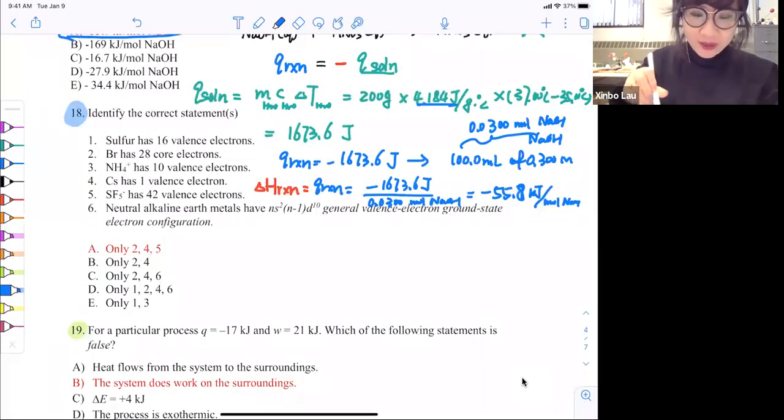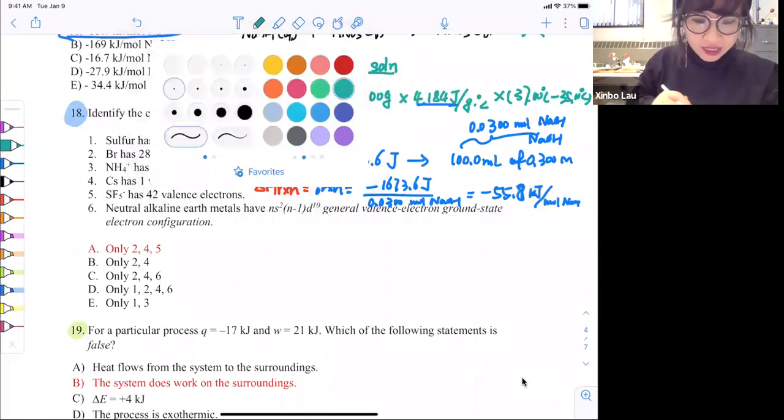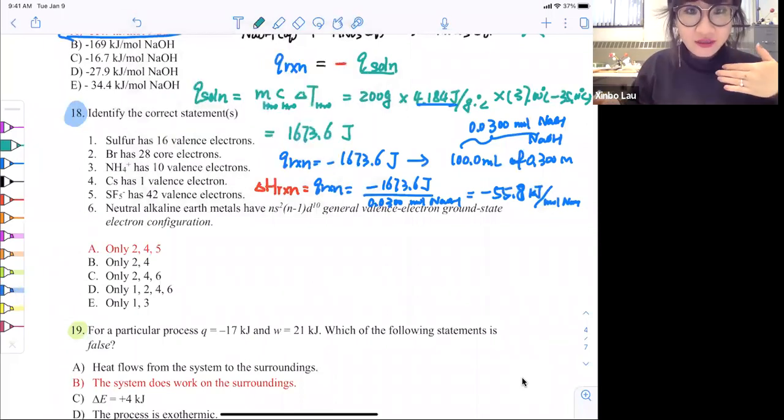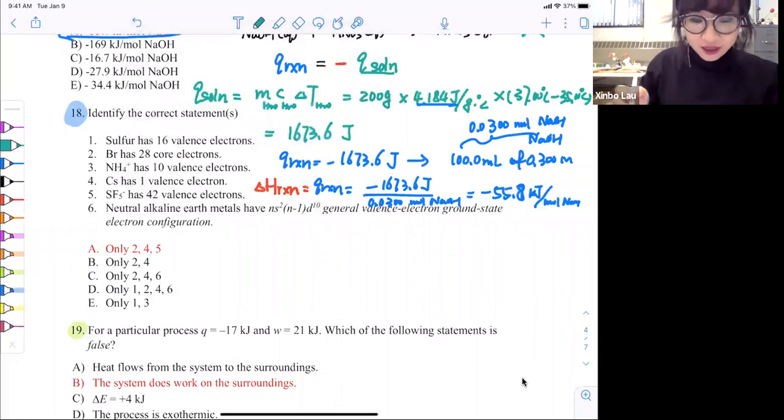Okay, so for question number 18, if you look at it, it's about valence electrons and core electrons. So let's look into it, quite straightforward. Let's see which statement is going to be true.